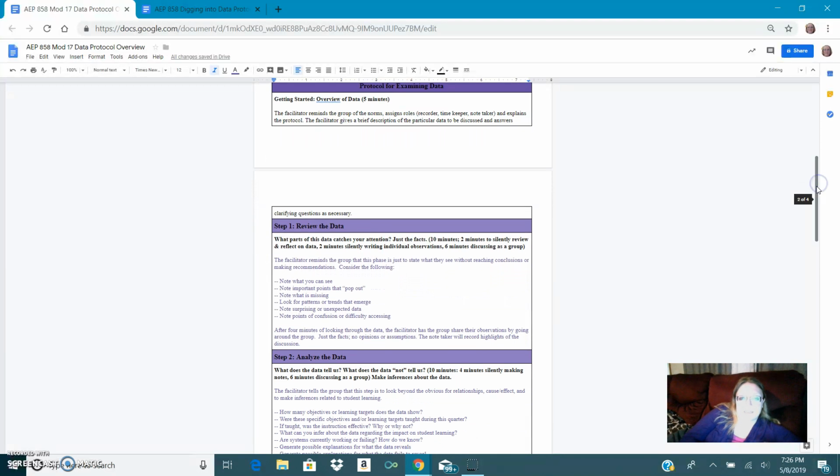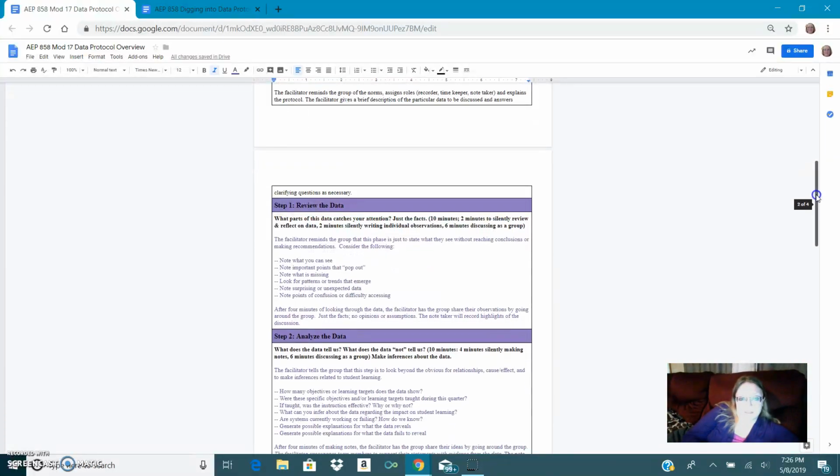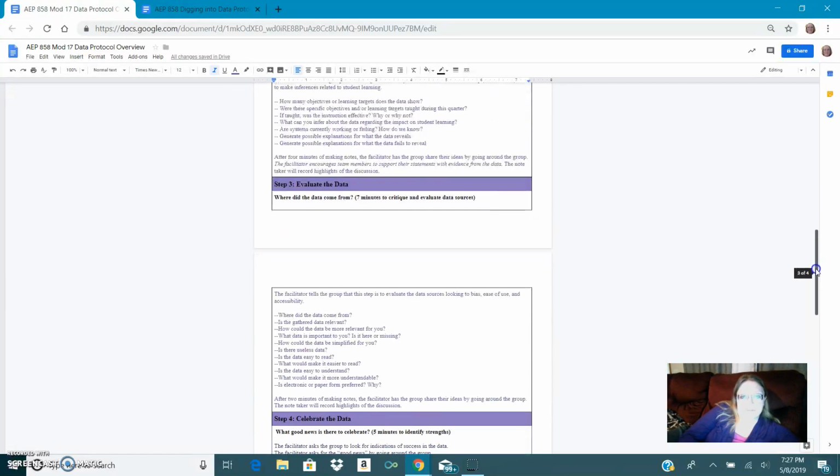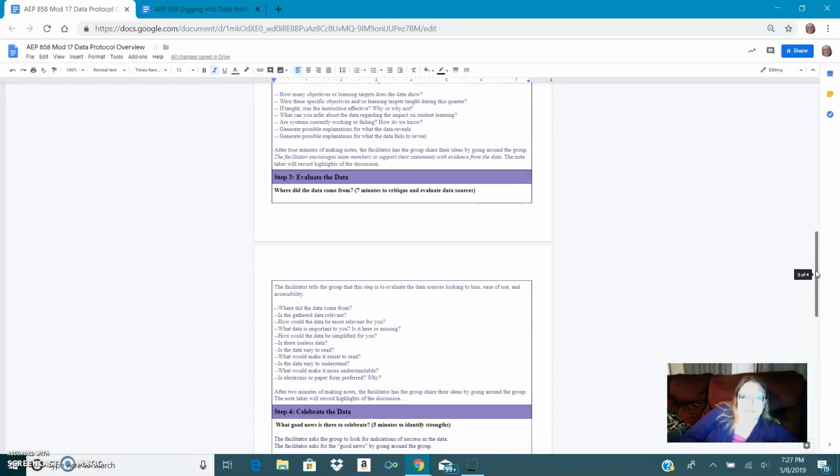So the first one is to review the data. What are the facts that the data provides? What pops out? What do we notice? Step 2 is analyze the data. What is the data telling us? What is it not telling us? Now is the time to make inferences and just kind of infer what are we doing well and what needs to change. Step 3 is to evaluate the data.